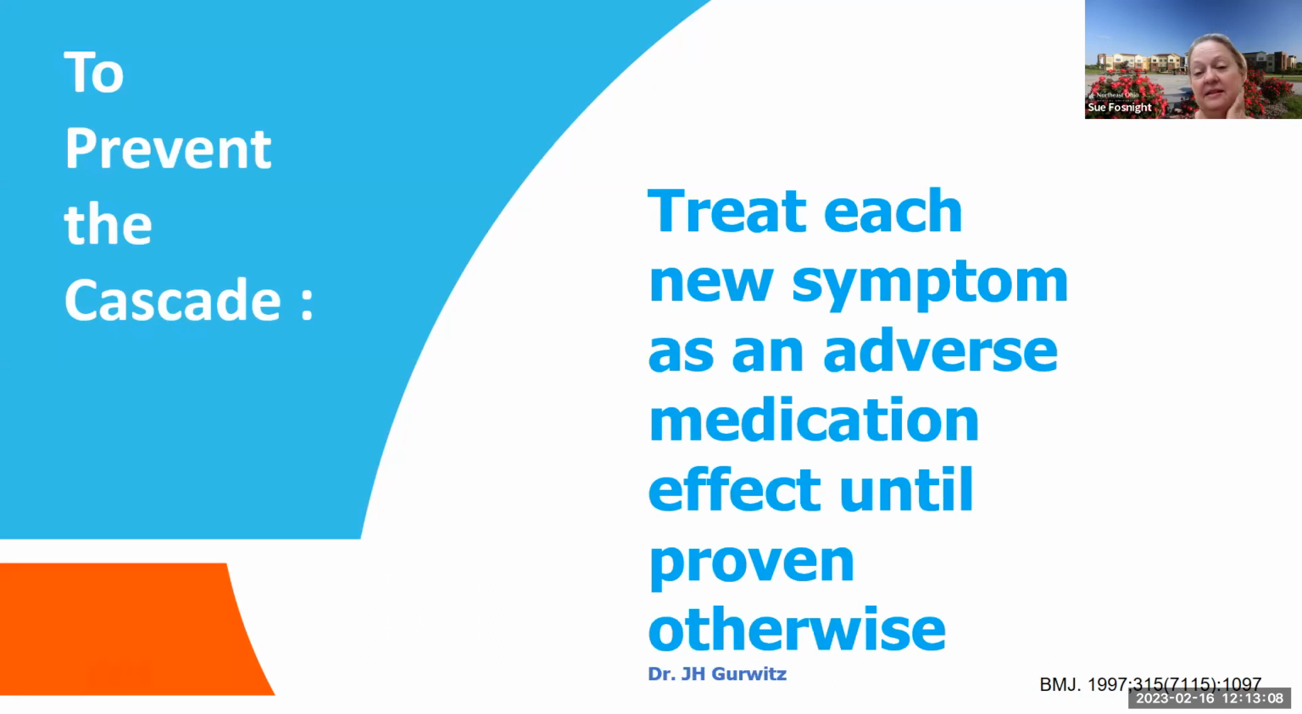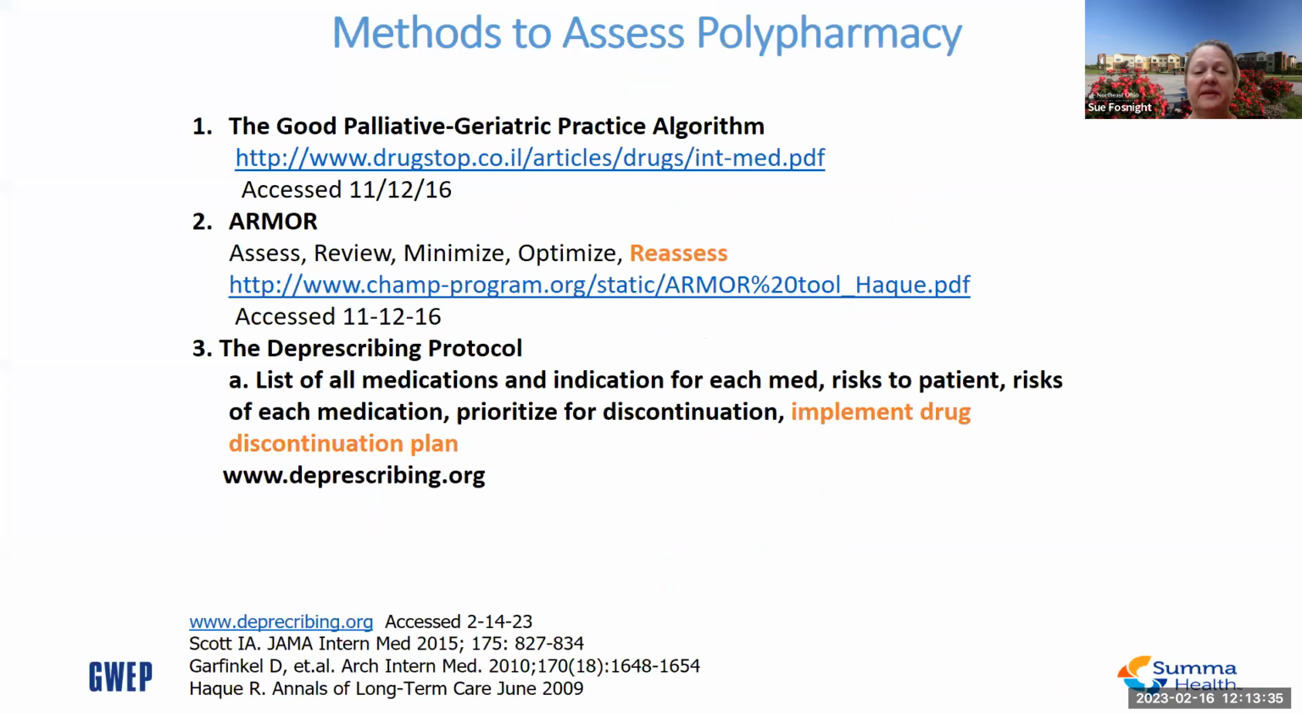And what he said was, to avoid the prescription cascade, treat each new symptom as an adverse medication effect until proven otherwise. So if a patient has a new symptom that's occurring, look at the medication list to make sure it's not a side effect from one of those medications. Oftentimes the medication can be changed, or we can come up with a way to deal with the side effect that would be better for our older patients.